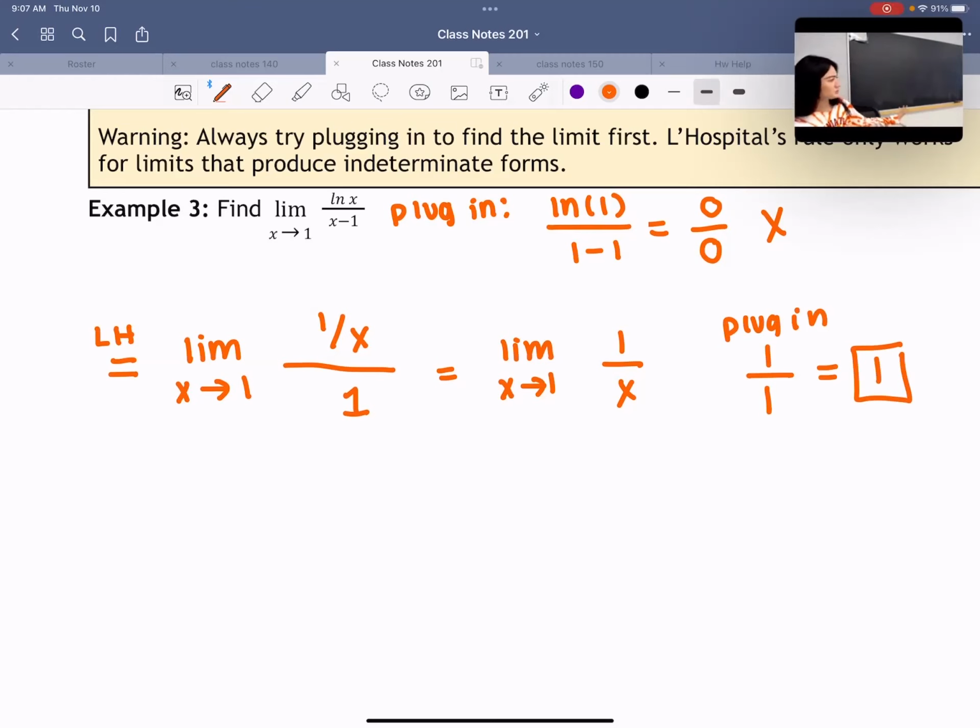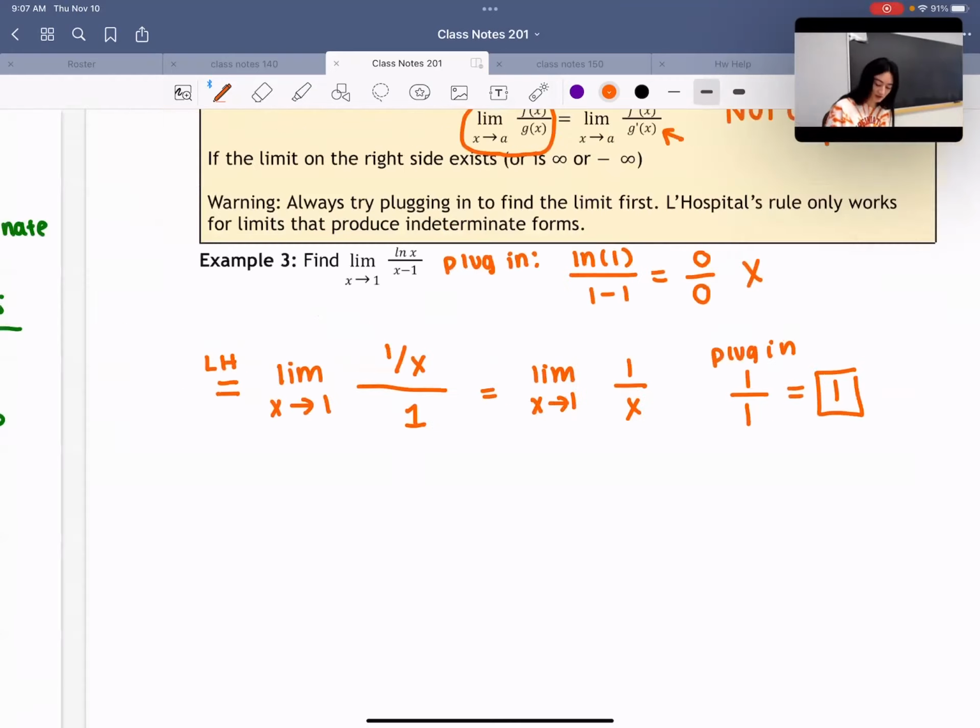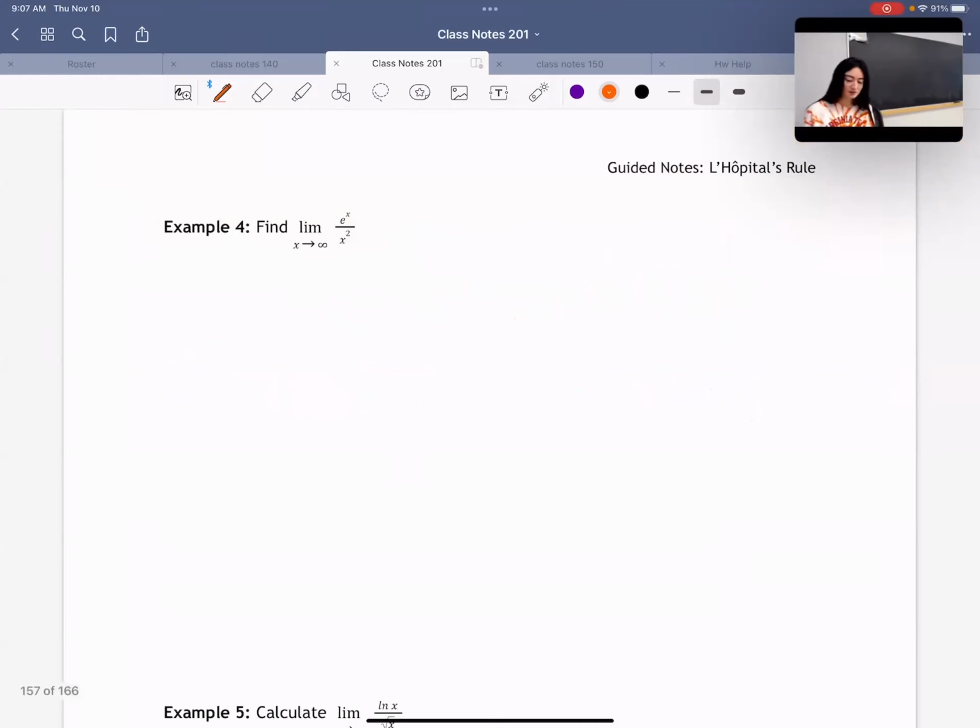Any questions on using L'Hopital's rule so far? All right, seems kind of easy. I promise you L'Hopital's rule gets a lot harder, and we'll see why. But let's just do a couple more easy ones to get ourselves in the right headspace here. I'm going to do one more before I leave you on your own here.